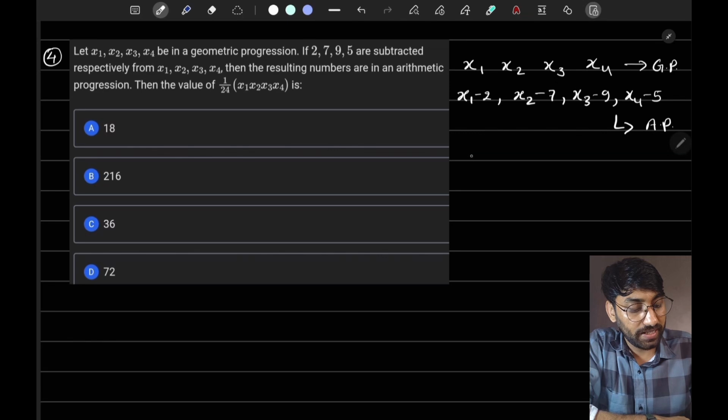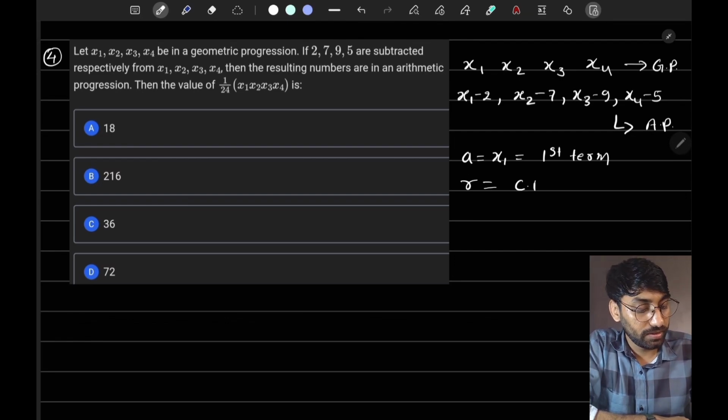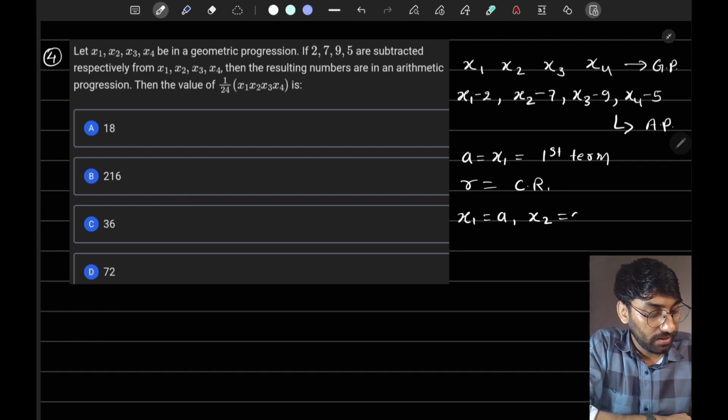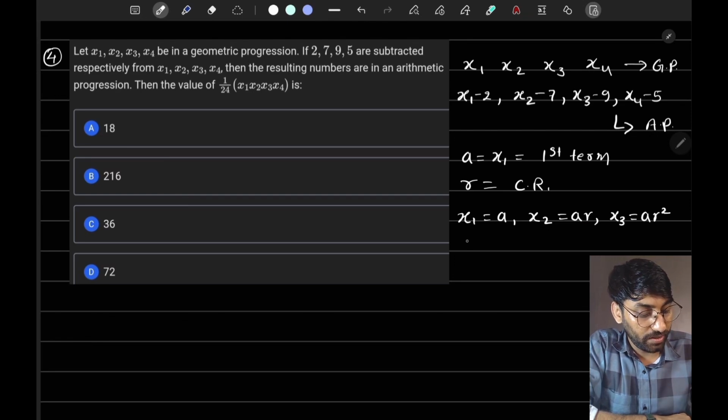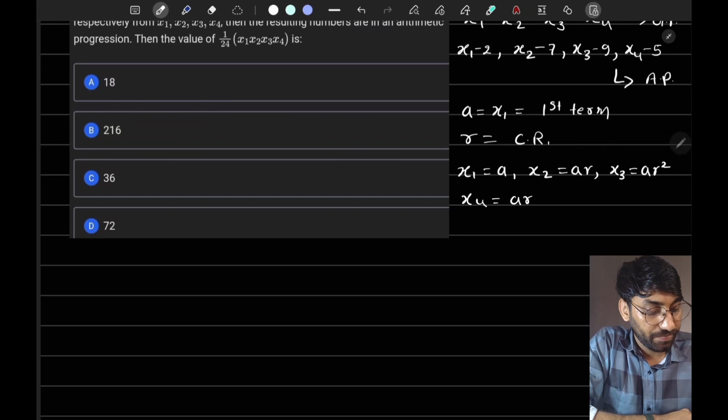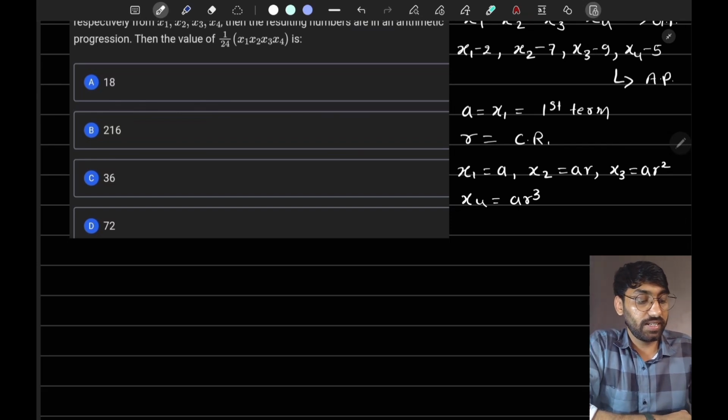So let us assume that A is nothing but x1, the first term of the GP, and R is the common ratio. Once we have this information, x1 will become A, x2 will become AR, x3 will become AR square, and x4 will become AR cube. So A, AR, AR square and AR cube are in geometric progression, as they are saying.